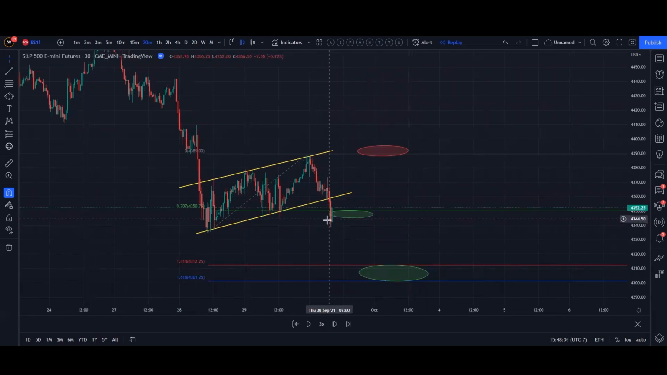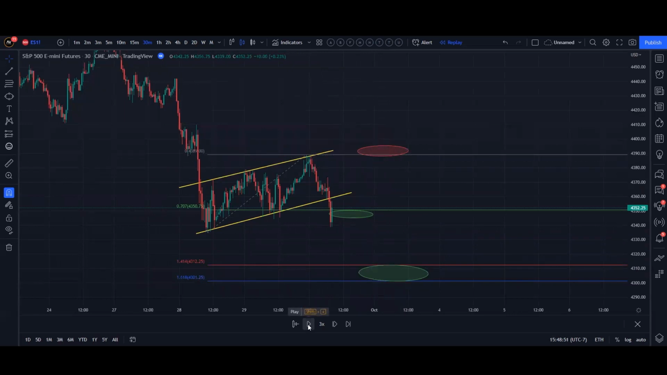So on this candlestick right here, that closes beneath the 0.707 level, we're going to take an entry to the downside. So we'd be buying a put contract at the money, setting our take profit at the 1.414 and 1.618, and our stop loss at the 0 level of retracement.